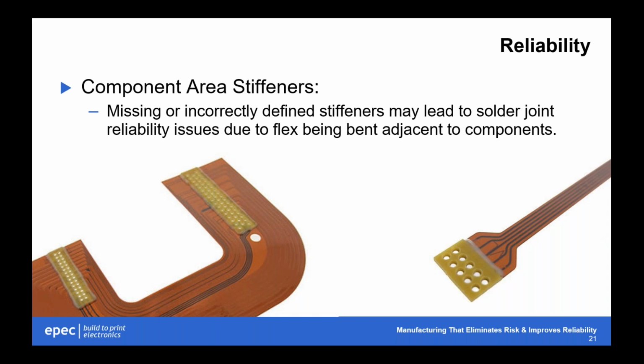Component area stiffeners. Again, we see this on a regular basis where stiffener requirements are either missing or incorrectly defined in the data set. Stiffeners are an important element in many designs because they help protect the solder joints of either the surface mount components or any PTH components or connectors. The stiffener is going to prevent the flex from being bent immediately adjacent to any solder joint, and will protect those solder joints from inadvertently being cracked open as a result of the flex being bent. Again, a very important element as to the reliability of the finished parts.